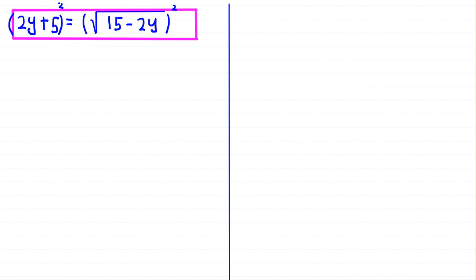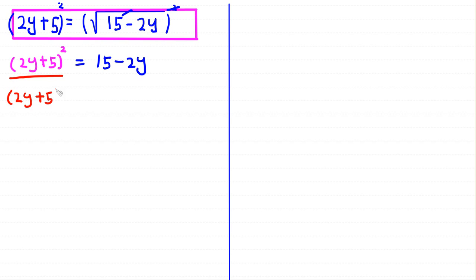And I'll write this term again. So (2y plus 5) squared should be equal to the radical in this square, which we're going to cancel out. Only 15 minus 2y we're going to leave on the right side. And we can simplify the left side right over here. (2y plus 5) squared is equal to (2y plus 5) times (2y plus 5). And that should be equal to, on the right side, 15 minus 2y.